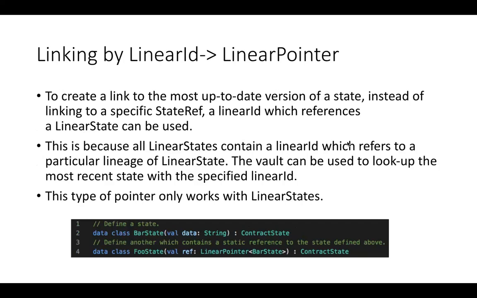So to create a link to the most up-to-date version of a state, use a linear pointer. Obviously, you can only do this with linear states. You can't do it if there's no linear ID or no common ID for each version of the state. So you can only do this with linear states, and you use the linear pointer type instead of the static pointer. And again, there's a type variable, which is the state that you're pointing to. And it's actually pretty simple. There's not really much else to note.